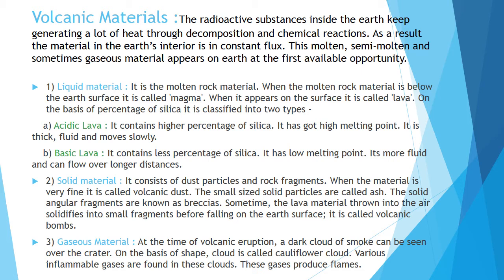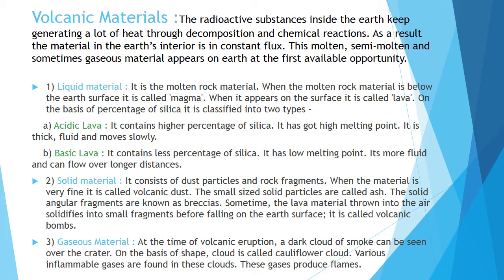Now we'll study the volcanic materials. After studying how volcanoes occur, now we'll study the different materials that get released from the earth's crust during a volcanic eruption. Various radioactive substances under the earth have a capacity for a lot of heat and chemical reaction. Such radioactive substances are found inside the earth's interior, and they can be in molten or semi-molten form, and also in the form of gases. Let us study them one by one.